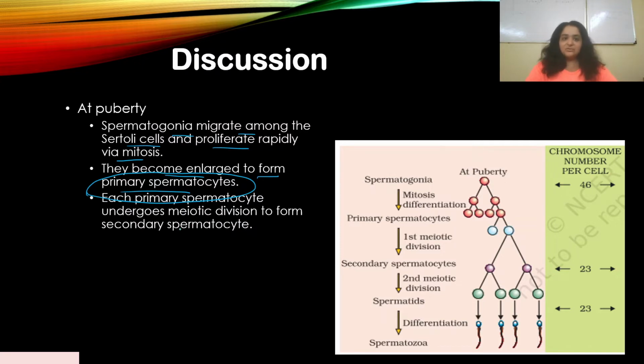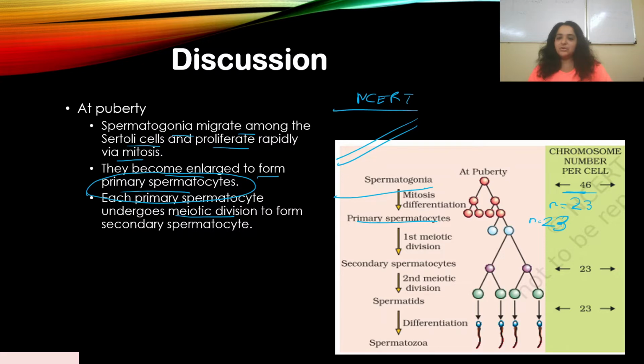Now each primary spermatocyte undergoes meiotic division. Please note this diagram here, taken from NCERT; you should be familiar with it. See, the spermatogonia stage, this answers our question also. It is 46. If n is equal to 23, 2n would be 46, so there are 46 chromosomes per cell. In primary spermatocytes also, 46 chromosomes are still present. So it is still 2n over here, 2n over here, 2n over here.